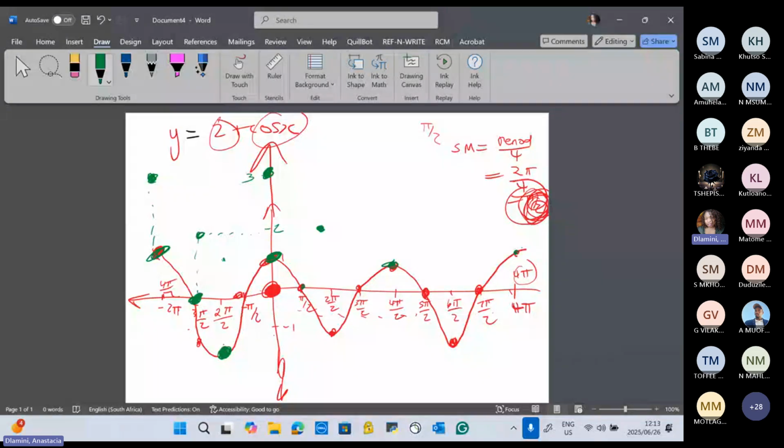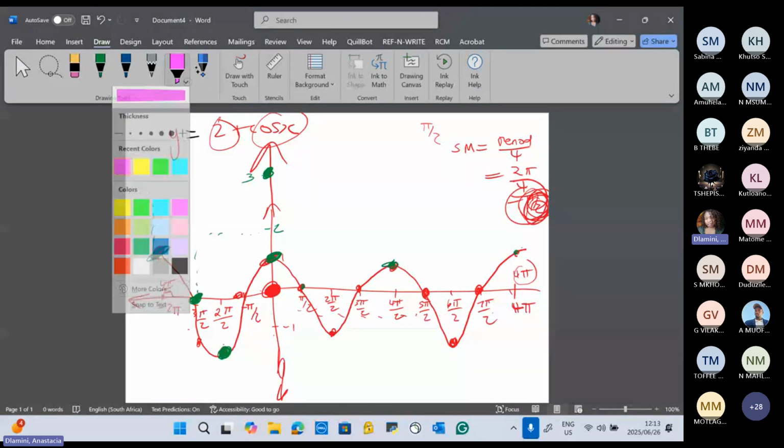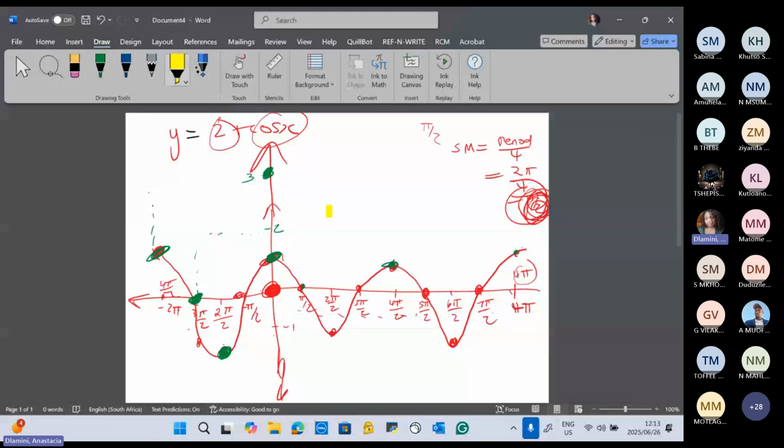Let me just write it so that I don't confuse it with the color. So this point comes here. This point comes at 2. This point comes at 1. This point comes at 2. This point comes at 3. This point comes at 1. Sorry, I'm confusing myself here. Can you please help me?